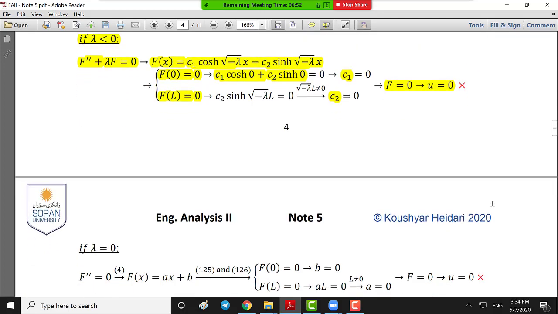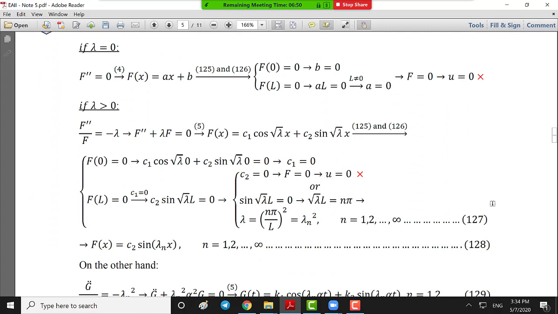Okay? Now, what about 0 lambda? If lambda is 0, it means f double prime is equal to 0, and that means that f of x is equal to ax plus b. The first condition on f tells you that b is equal to 0.